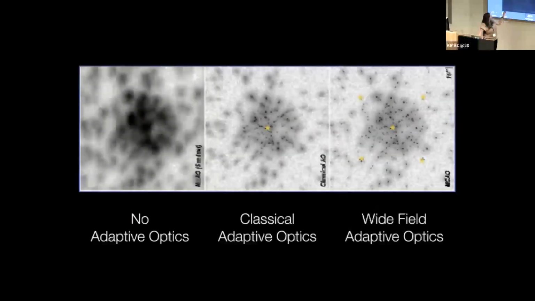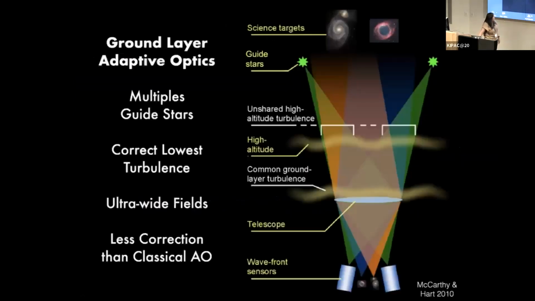Okay, so again, no AO. Classical AO corrects a field about the size of that yellow star, but these more advanced AO systems we can imagine correcting out to potentially even half a degree for that very coarsest form of AO, and that's what I'm going to talk about next.